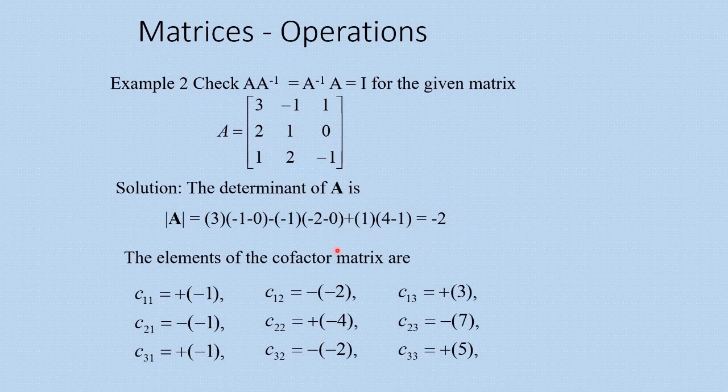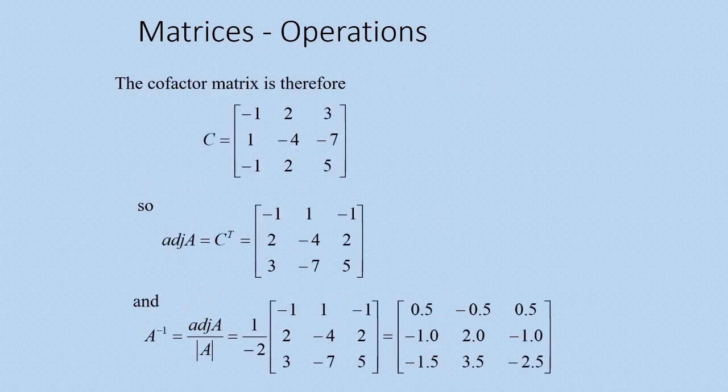The elements of the cofactor matrix are C11 is plus minus 1. C12 is minus 2. C13 is plus 3. C21 is minus minus 1. C22 is plus minus 4. C23 is minus 7. C31 is plus minus 1. C32 is minus 2. C33 is plus 5. Therefore, cofactor matrix is this.